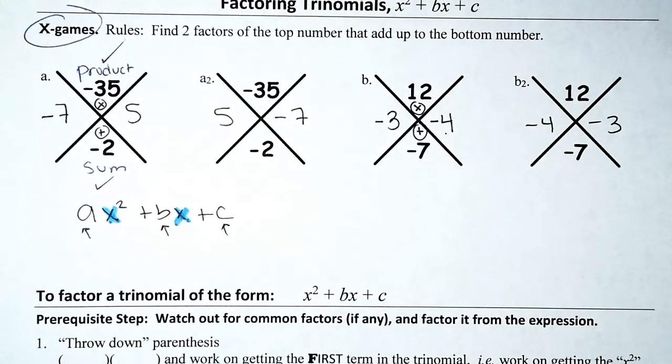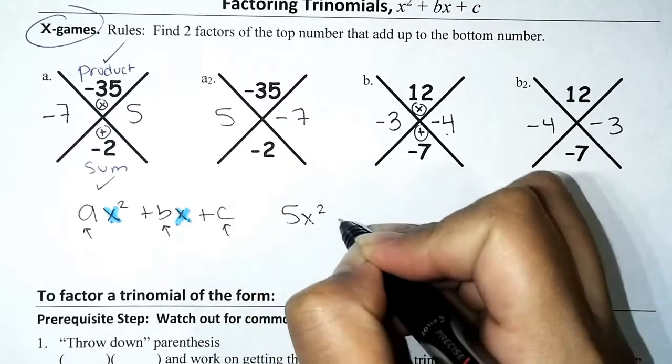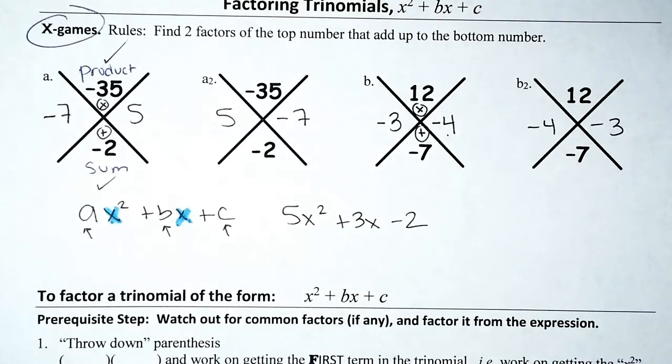If we were to have a second variable, then C will be the coefficient of that third term. So in a later video, we're going to factor something like this: 5x squared plus 3x minus 2. I'm not sure if that's factorable, so I'm going to leave it to the side. So let me identify A, B, and C.